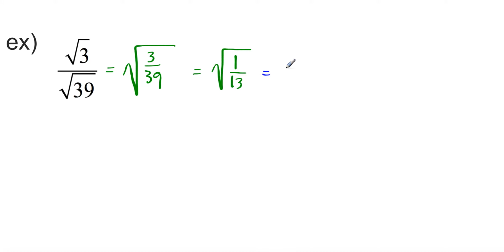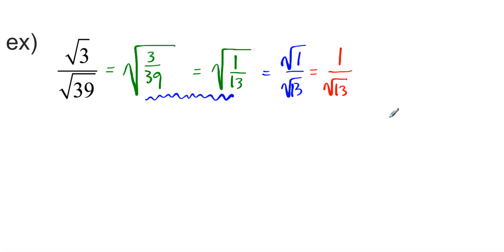Now, we typically don't leave fractions under a radical, so I'd actually go back to writing it where it's split up. Square root of 1 over square root of 13. You may consider skipping this step, but this is essentially what's happening. Well, we got lots of simplifying to do here because in the numerator, the square root of 1 is 1. So I'm left with 1 over the square root of 13.